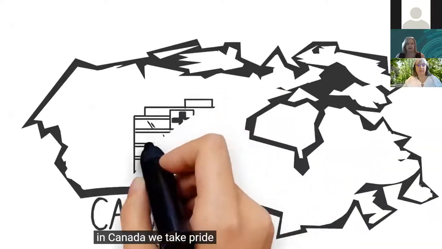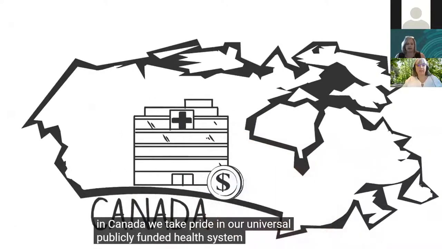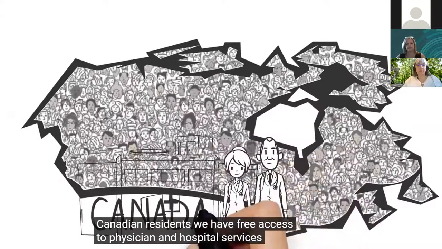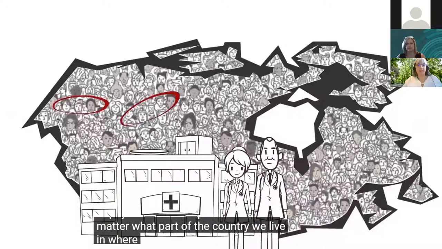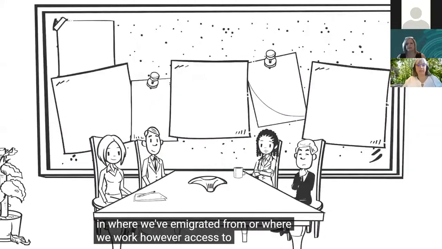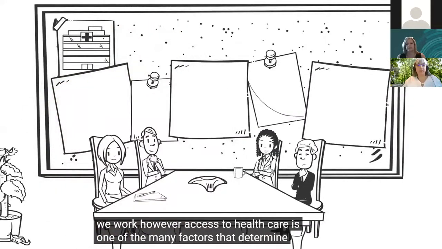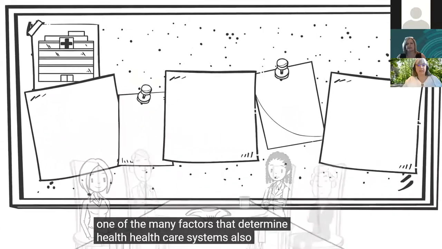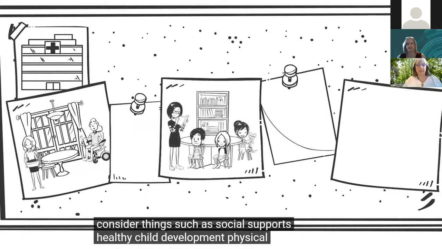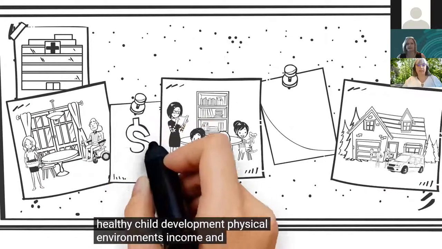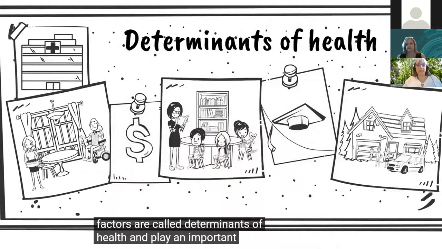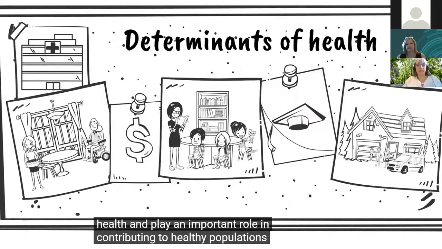In Canada, we take pride in our universal, publicly funded health system. As Canadian residents, we have free access to physician and hospital services no matter what part of the country we live in, where we've immigrated from, or where we work. However, access to healthcare is one of the many factors that determine health. Healthcare systems also need to consider things such as social supports, healthy child development, physical environments, income, and education. These factors are called determinants of health and play an important role in contributing to healthy populations.